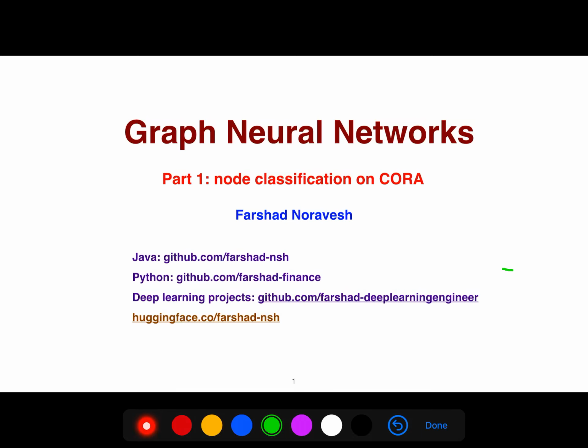All right, so I have talked about these graph neural networks before in my playlist for natural language processing. For example, I talked about the GraphSAGE algorithm, and there are lots of algorithms for graph neural networks, but today I created a new playlist to explain graph neural networks from just the beginning level. So I start with an application for node classification on CORA.